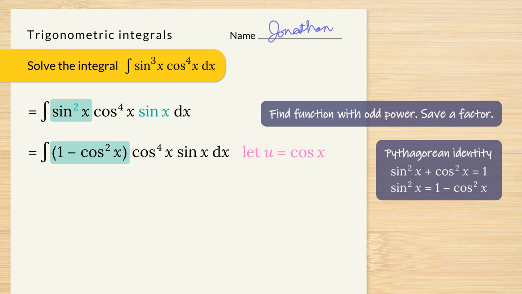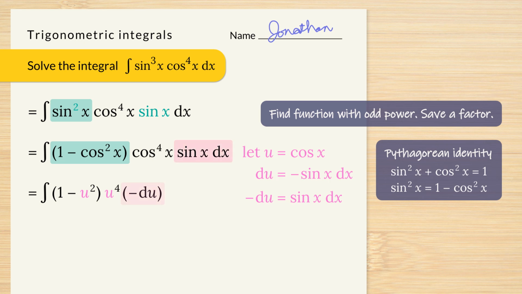Apply u-substitution. Let u equal cos x, differentiating both sides. du is negative sin x dx. And then isolate the sin x dx. Just move that negative sign to the other side with du. Everywhere where we see a cosine is now a u. The sin x dx becomes a negative du.